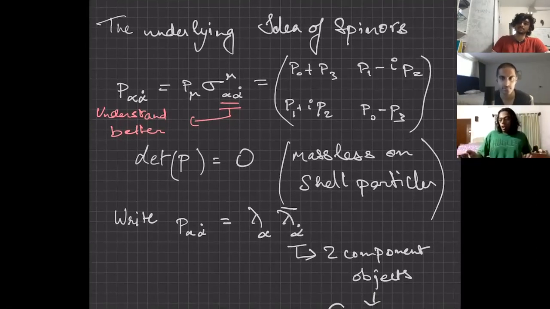If you remember from the last talk, you can write down the momentum of a massless particle. A massless particle is moving at the speed of light, and you have the momentum, described by P alpha alpha dot. Please don't worry about this alpha alpha dot right now.